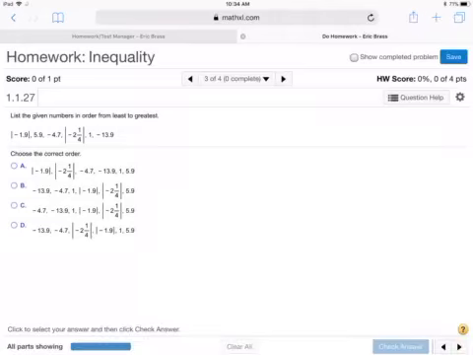So in this video, we're going to talk about the absolute value. Well, not necessarily. We're actually looking at listing numbers in order from least to greatest. So this is good. What we do need to talk about is the absolute value.